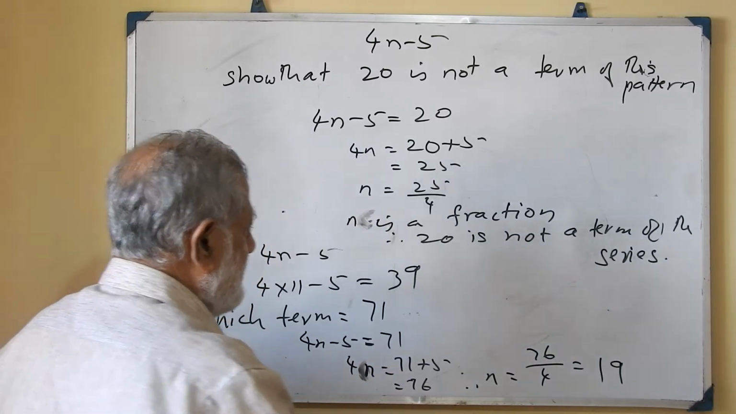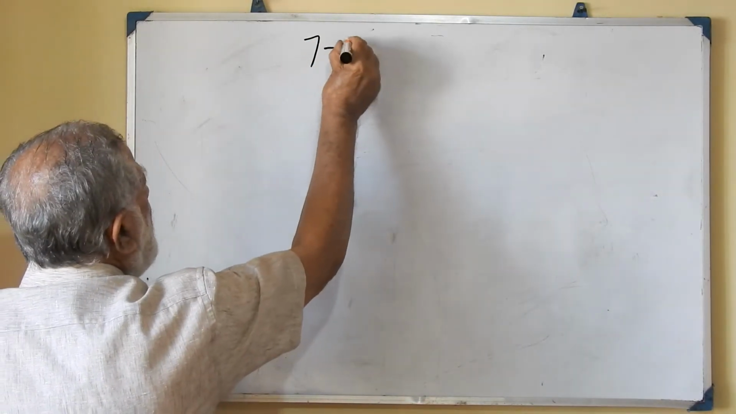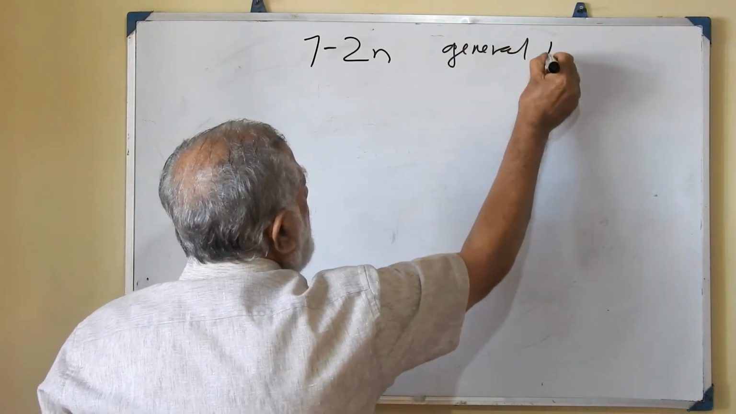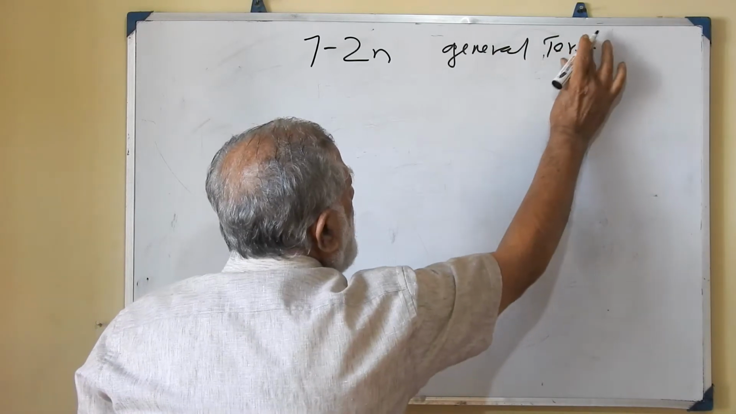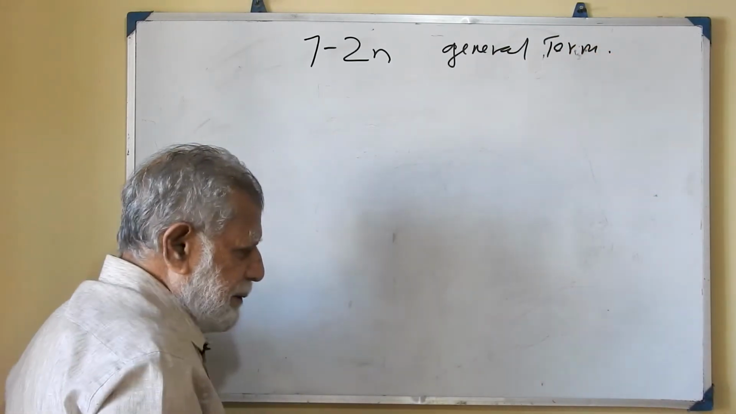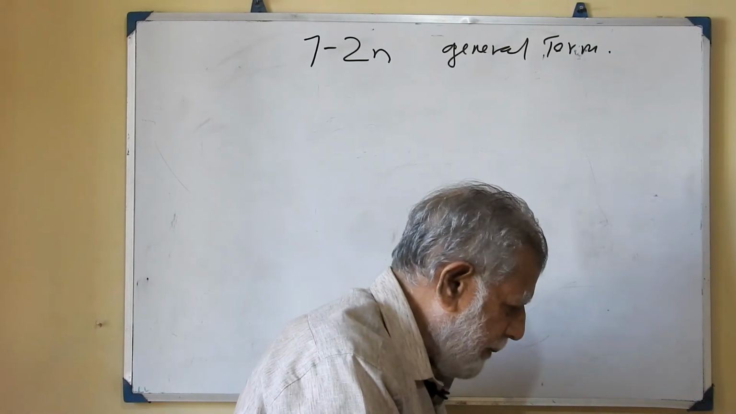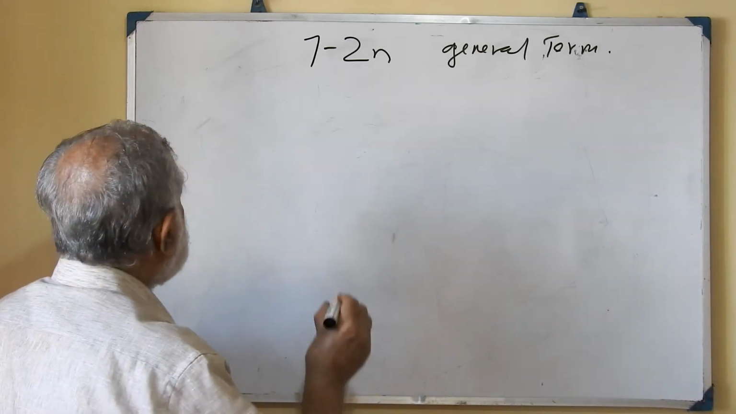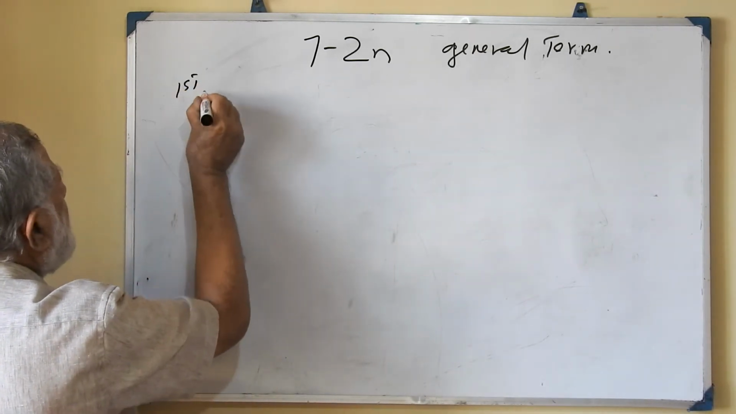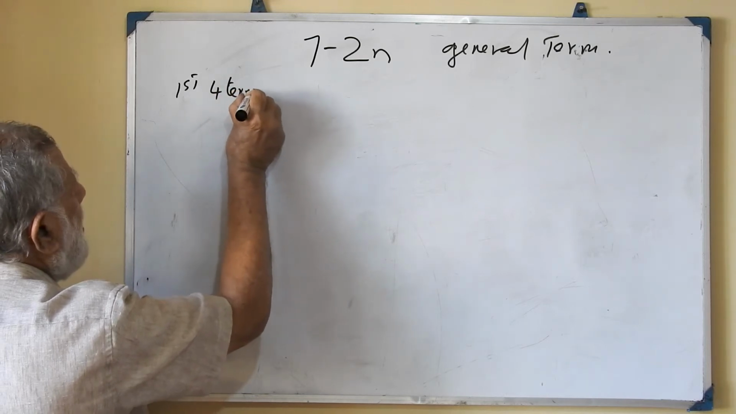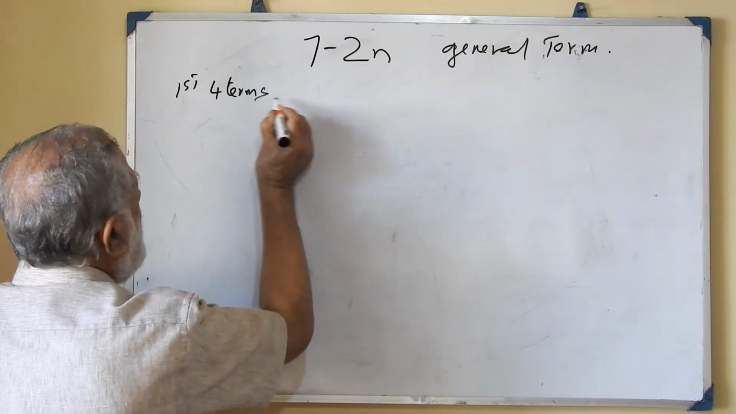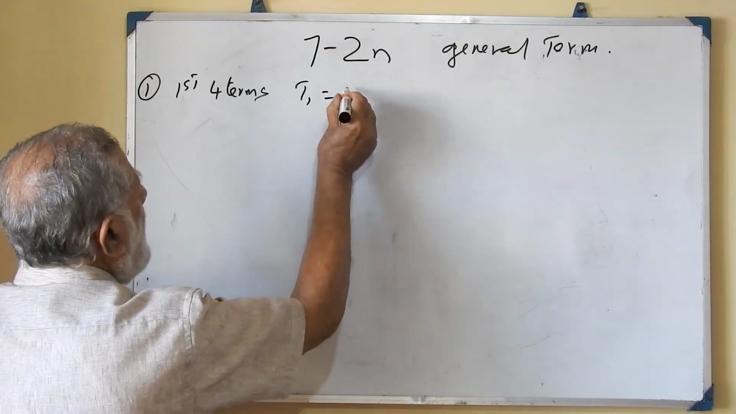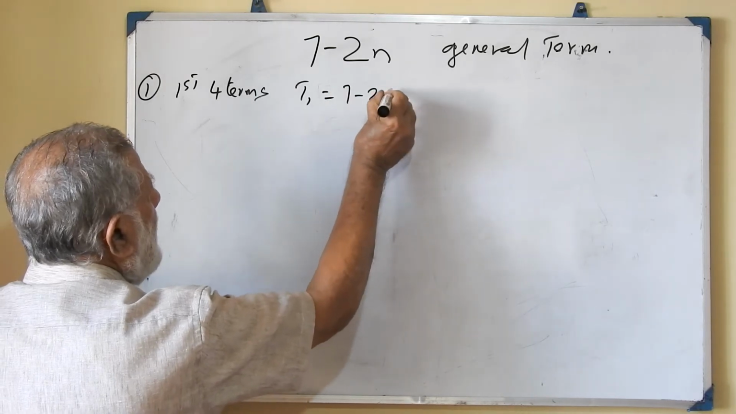We will do one more example. Take the general term 7 minus 2n. Now the first question is, we want to find the first four terms. So term 1 is equal to 7 minus 2 into 1.